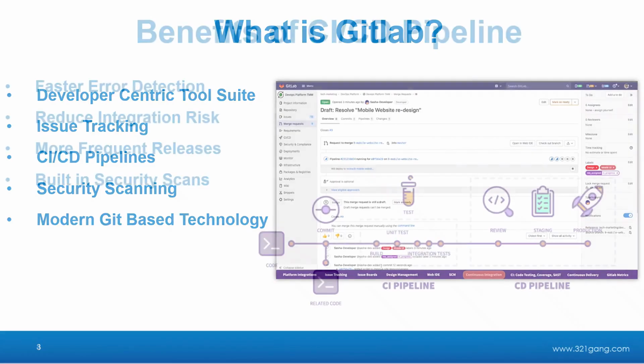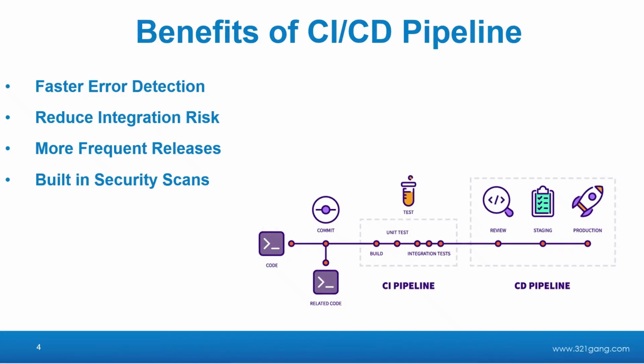Now, let's talk about the benefits of a CI/CD pipeline. There are several compelling reasons to adopt this approach. Firstly, it leads to faster error detection. By continuously integrating and testing code, issues are identified much earlier in the development cycle, making them cheaper and easier to fix. Secondly, CI/CD helps to reduce integration risk.